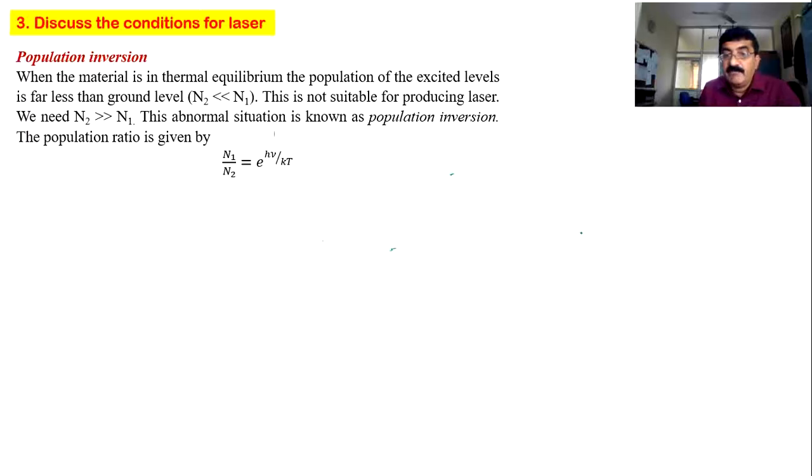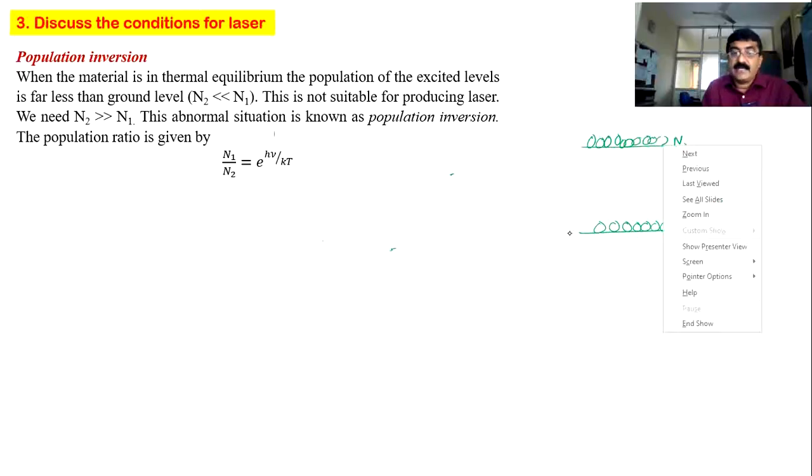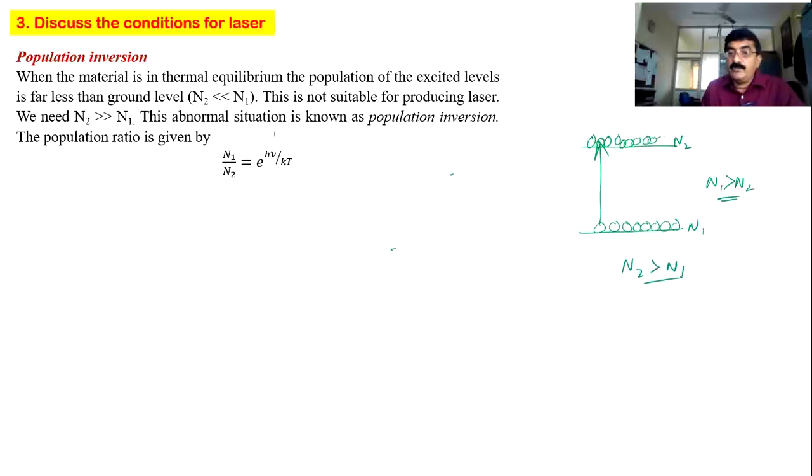See, we have energy levels like this. We normally have more atoms in the ground state. Let me take it as N1, and very few in the excited state, N2. N1 is greater than N2. This is the normal situation. This is not of use. Actually, I want more atoms in the excited state. I want more here, less here. That means the atoms should be sent to the higher level. So I need more atoms in the excited state. N2 should be greater than N1. This is actually an abnormal state, and that abnormal state only I want.